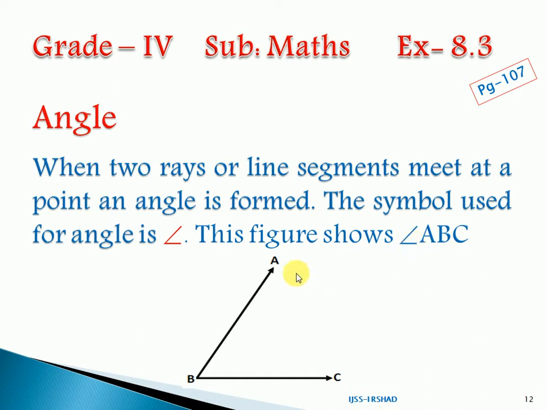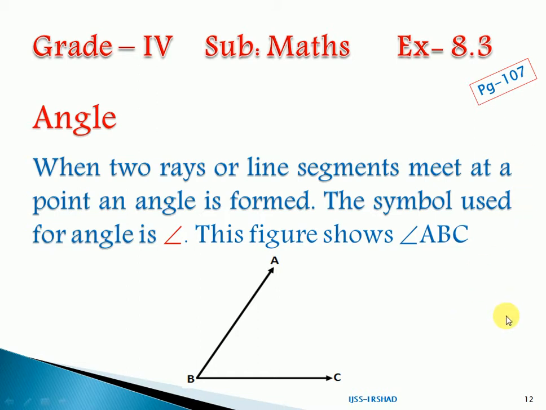So first we will write this symbol, then we will start from any arm, and the point where both arms are meeting will be in the middle while writing the name of an angle. This is a very important thing. So we can name this angle as ABC or CBA. In both cases, the meeting point B will be in the middle, and we can start either with the arm from A or with the arm with letter C. So both names are correct. Either you can say angle ABC or angle CBA. So this was the brief idea about exercise 8.3.